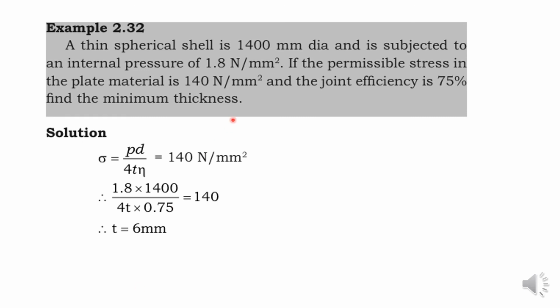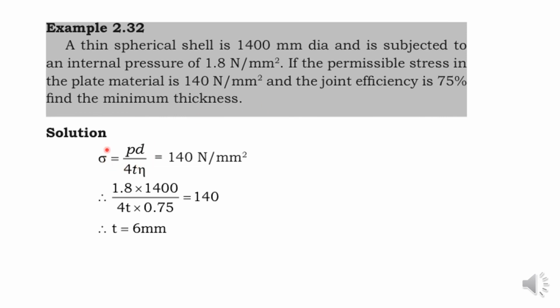Now a thin spherical shell of 1400 mm diameter is subjected to an internal pressure of 1.8 Newton per mm square. If the permissible stress in the plate material is 140 Newton per mm square and the joint efficiency is 75%, find the minimum thickness. Okay. So in this question, for a thin spherical shell, we have only one equation, that is PD divided by 4T is the stress induced.